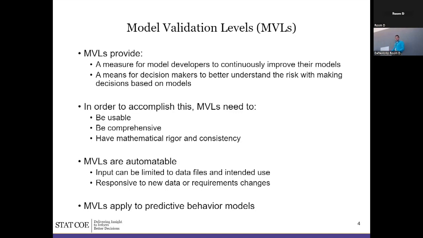Now, final statement, these apply to predictive behavior models. Again, this is more general than just your statistical models. Any sort of model that is giving you a prediction of what your system should be doing, model validation levels apply to. Forward.